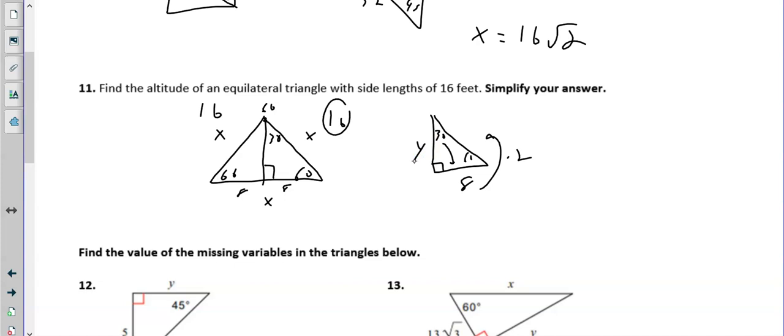Well, that is the longer side. So when I go from the short side to the longer side, I simply multiply by radical 3. So the altitude is 8 radical 3, and that's it. Simple enough.